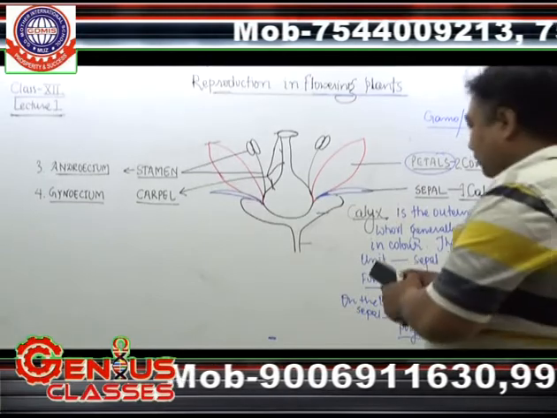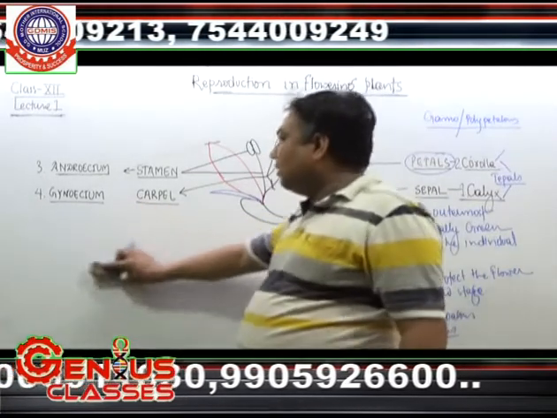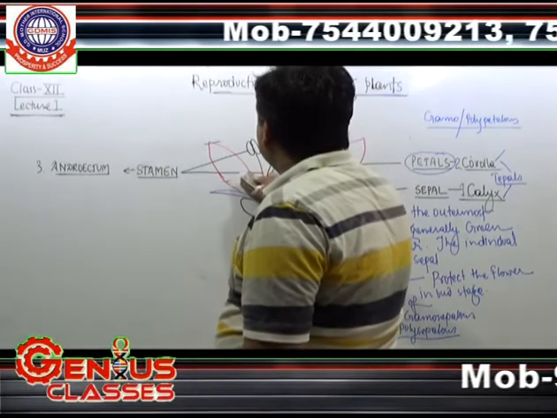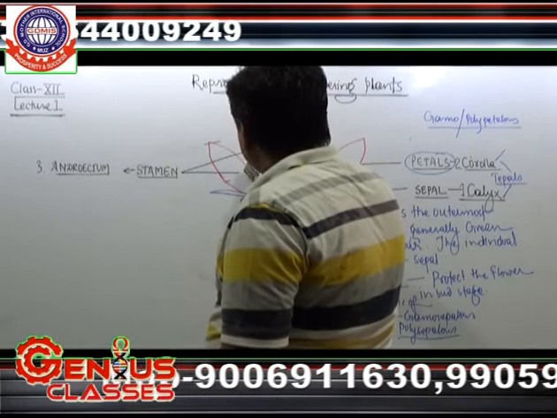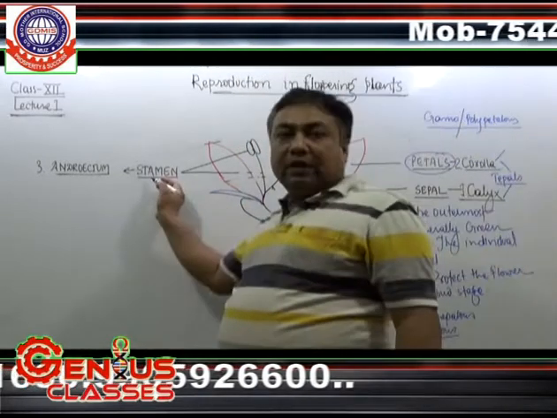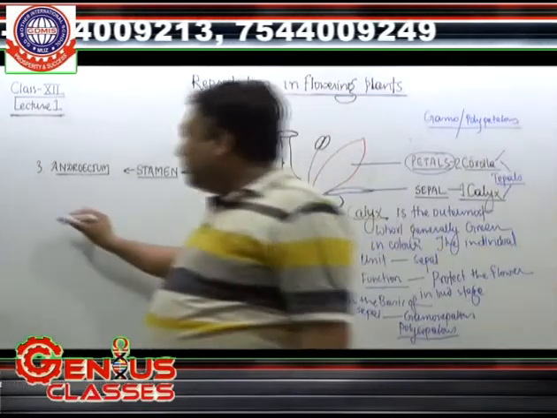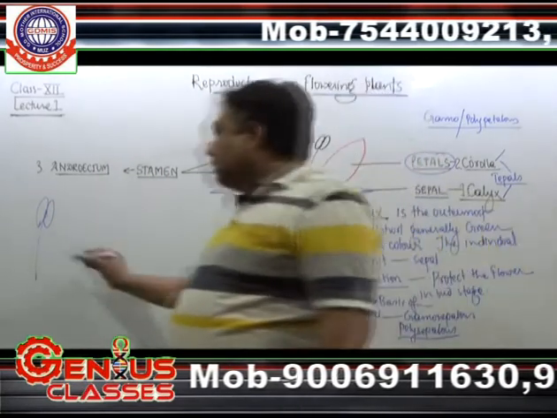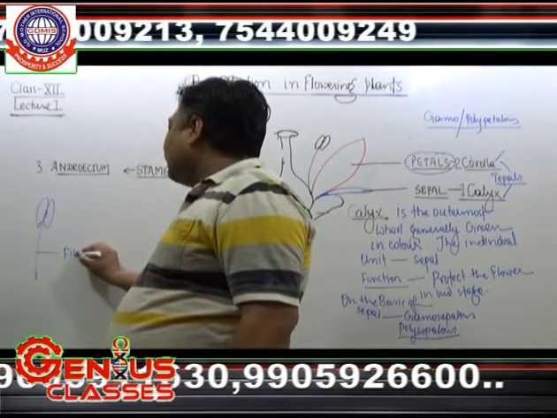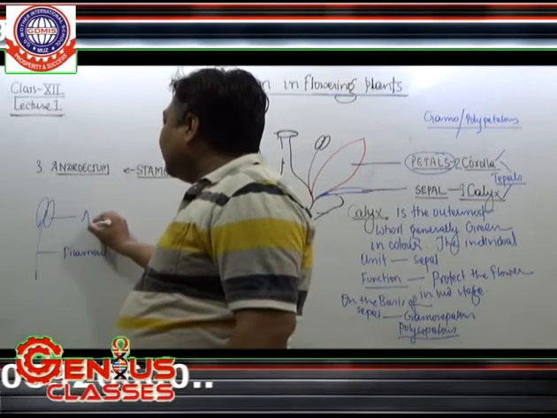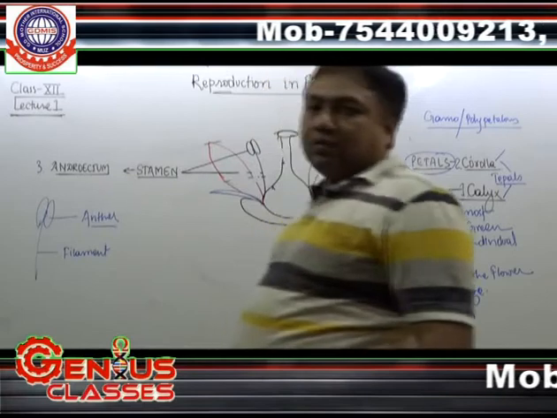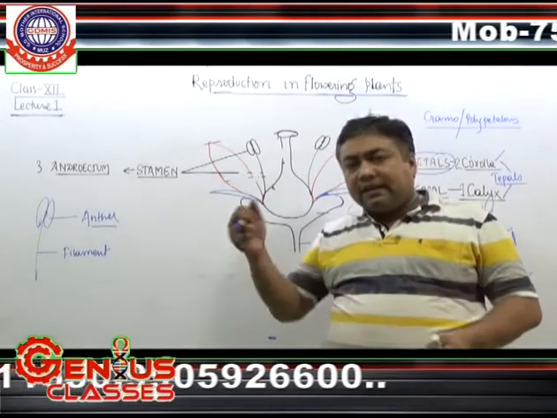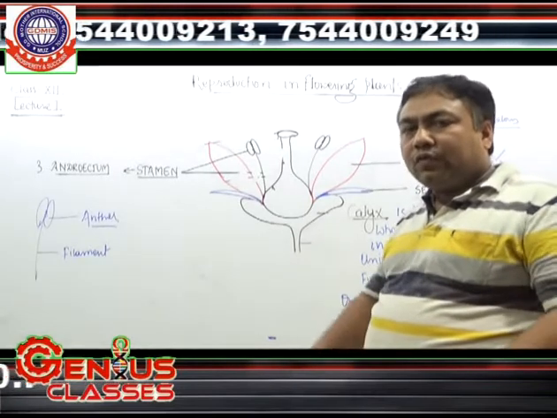We now discuss the male whorl. First, androecium, male whorl. The individual unit of male whorl is called a stamen, and a stamen is made up of two parts. The first part is filament or stalk, and the second part is called anther. Okay? Filament joins anther with the floral base or floral wall.